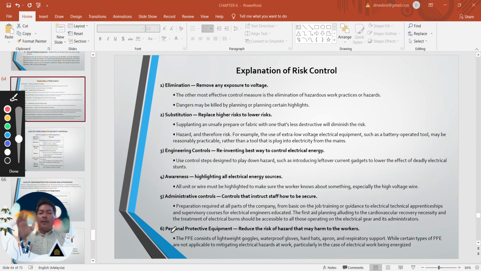And the last one is personal protective equipment. It will reduce the risk of hazards that may harm the workers. The PPE consists of lightweight goggles, waterproof gloves, hard hat, apron, and respiratory support. However, certain types of PPE are not applicable to mitigating electrical hazards at work, particularly when the electrical work is being energized.